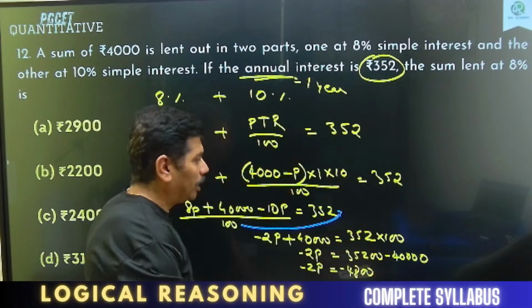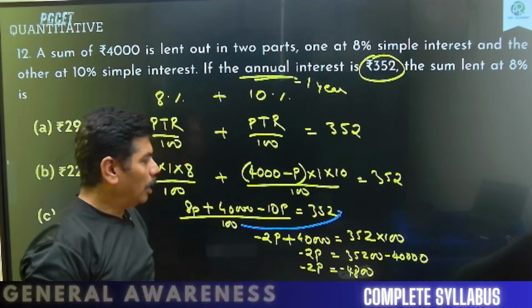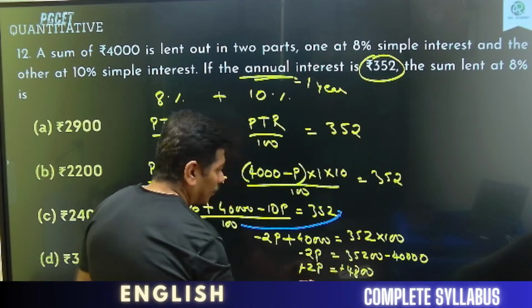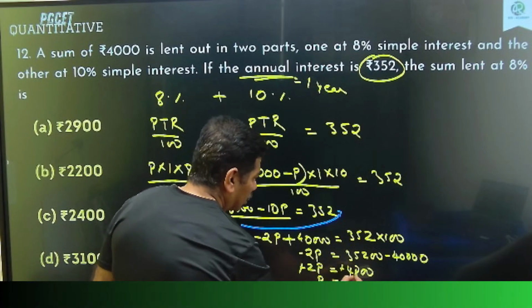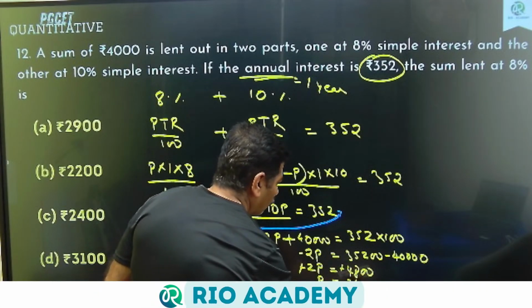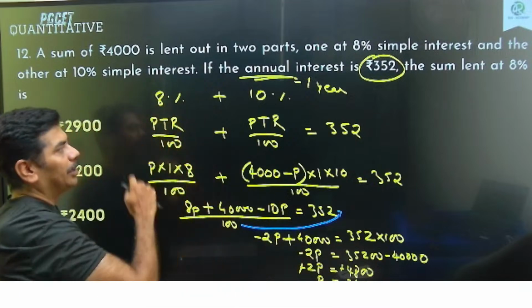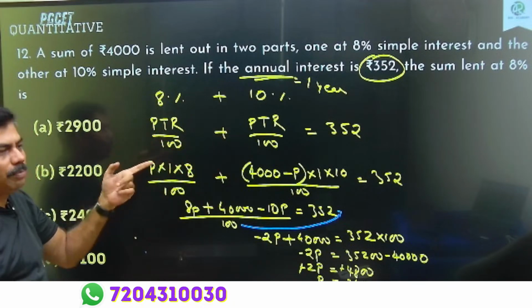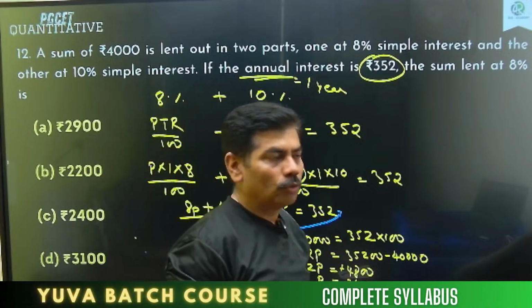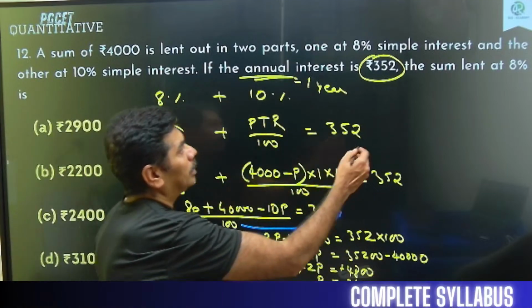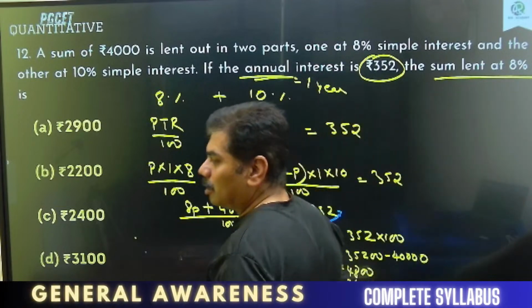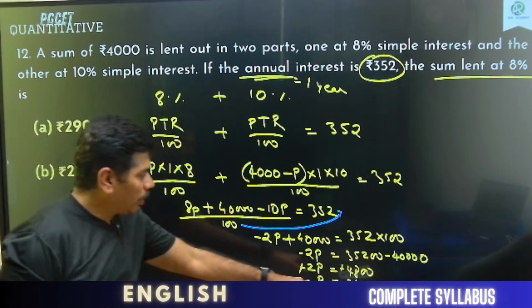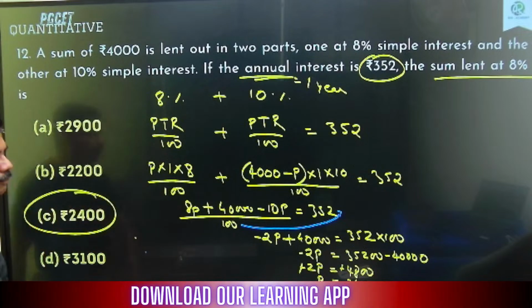minus. Okay, minus because 40,000 is bigger and its sign is negative. Now simply I will cancel minus and minus. Now 2 times 1, so p equals half of 4,800, that is 2,400. Okay, so P was kept at 8%. We could have improved: we could have taken P for 10% and 4,000 minus P for 8%. But in the question they have asked the sum lent at 8%, how much money he invested at 8%. So we took P for 8%, so whatever answer we get will be the final answer, 2,400.